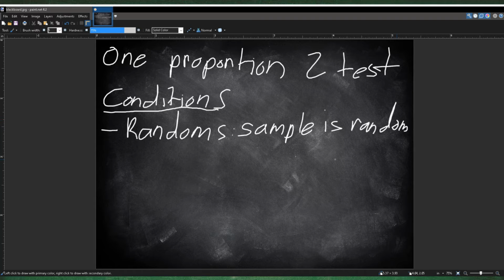Usually when they ask these questions, if you're making a one proportion z-test, you had to get a random sample. So you had to go out to a random population and gather people randomly, like a simple random sample, an SRS, or stratified or clustered, as we explained in chapter 1 in our statistics class.